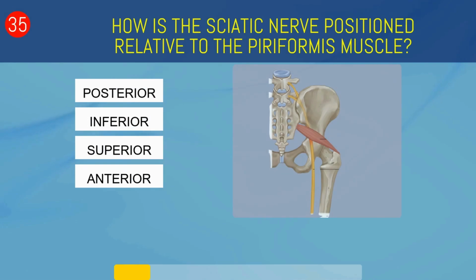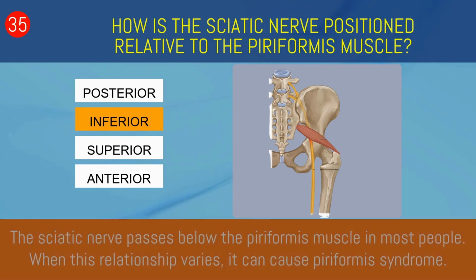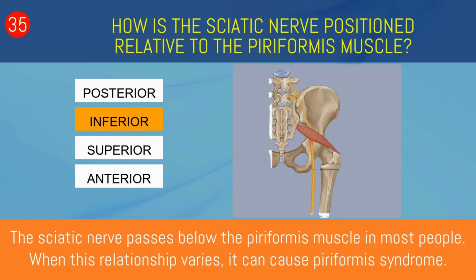How is the sciatic nerve positioned relative to the piriformis muscle? Posterior, inferior, superior, or anterior? Inferior. The sciatic nerve passes below the piriformis muscle in most people. When this relationship varies, it can cause piriformis syndrome.